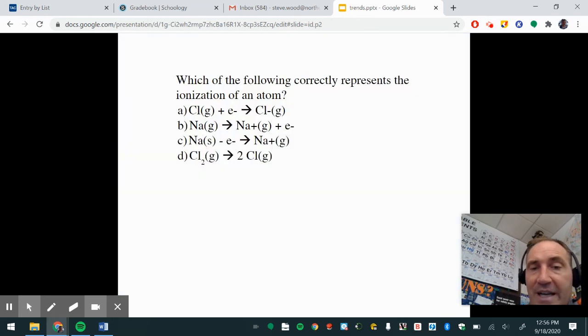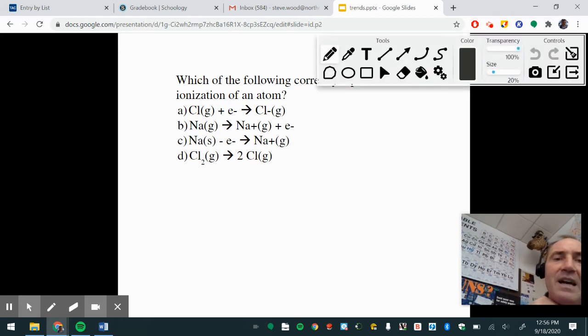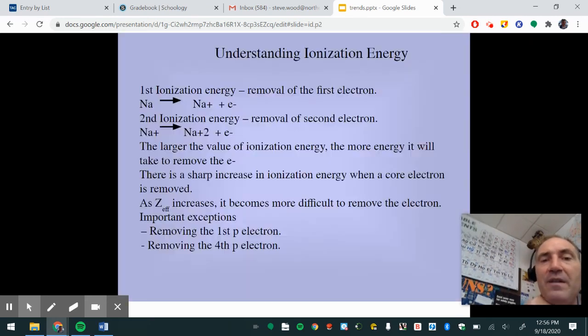So to properly write the ionization energy, it looks like this. You're going to have something like sodium, always in its gaseous state, to become an Na+ ion, or a cation, plus an electron. That is the general format for it.